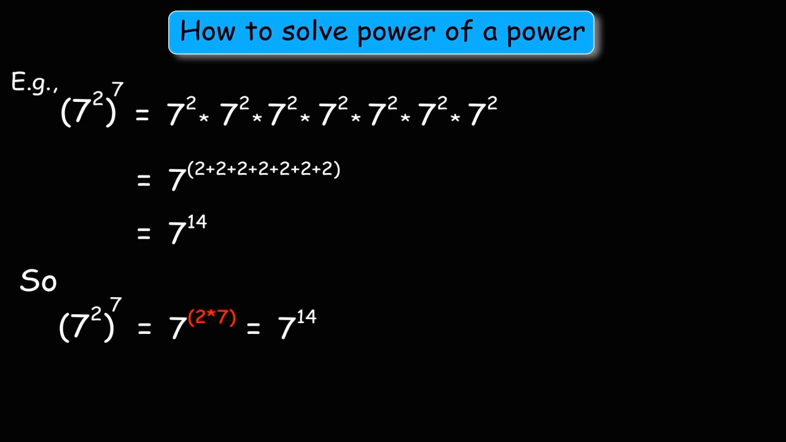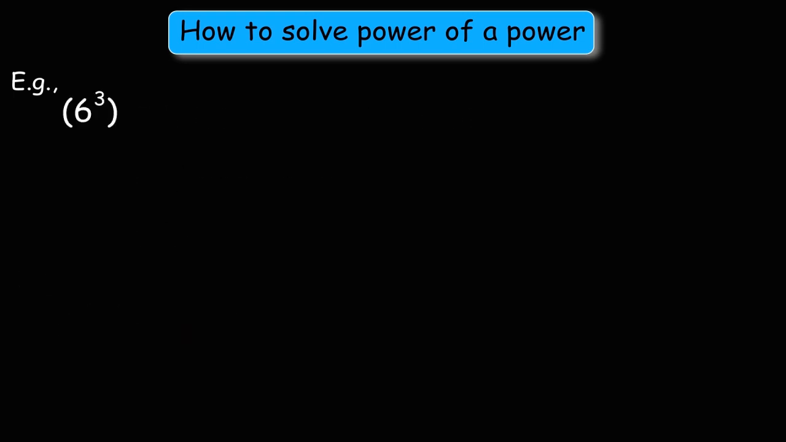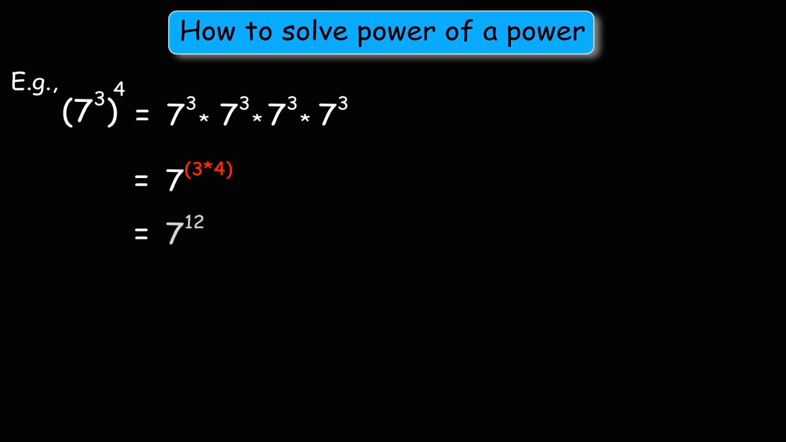Now let's solve some more questions, using the law of exponents that we just learned, where if you have a power of a power, you multiply the exponents. So 6 to the power of 3 further to the power of 2. This is 6 to the power of 3 times 2, or 6 to the power of 6. 7 to the power of 3 further raised to the power of 4. So this will become 7 to the power of 3 multiplied 4 times, and then this will become 7 to the power of 3 times 4, or 7 to the power of 12.